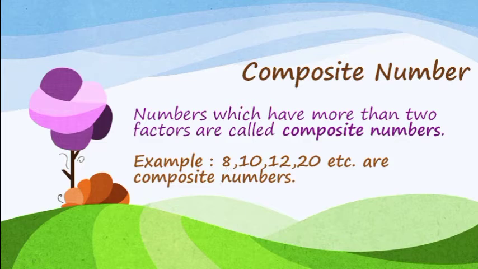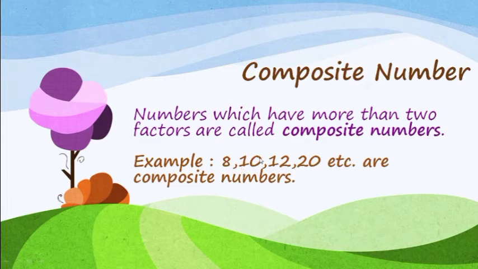So here we have 4 factors. Those numbers which have more than 2 factors are considered composite numbers. So 8 is a composite number. Now you can check 10, 12 and 20 in the same way. I will explain one more example. 10. The factors are those numbers which divide the given number easily.